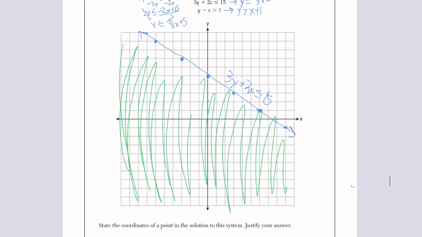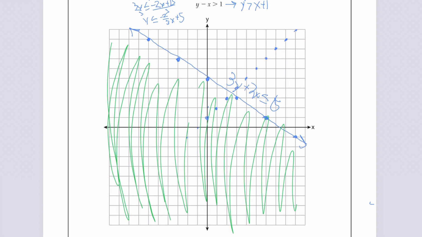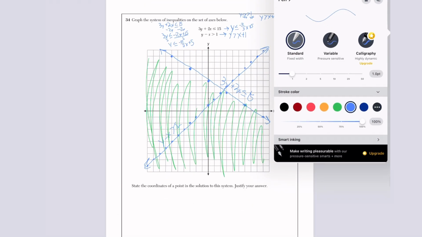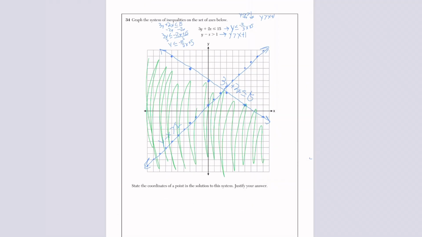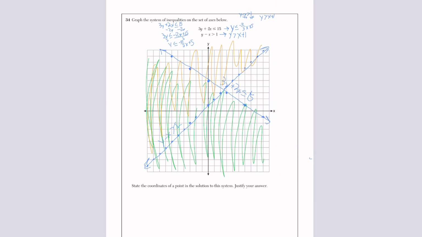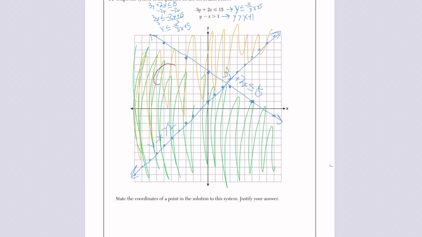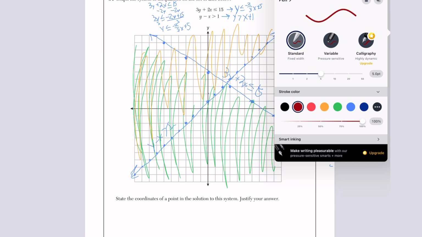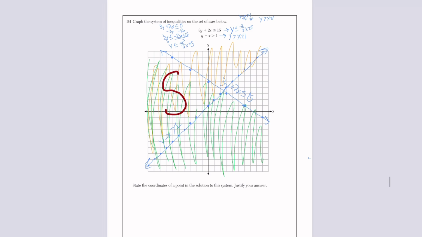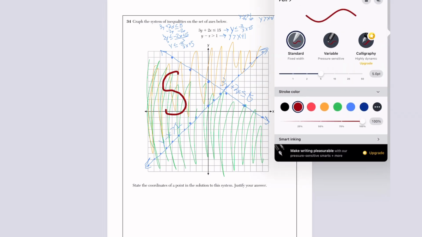It's just 0, 1. Okay, now I labeled it, and we're going to change the color. We're going to make this one yellow. And this one is greater than. Because it's greater than, we're going to shade up. So now, the region where it's shared, I'm just going to label it S for shared region, is this. Let's make that bigger because that's not big enough. The shared region is S. So now we can just choose a point from S, and that's going to be the correct answer.